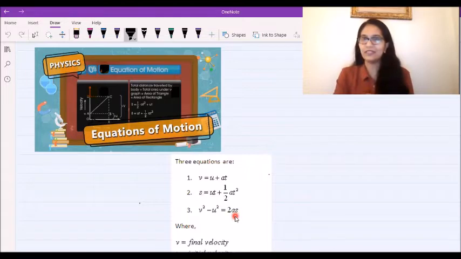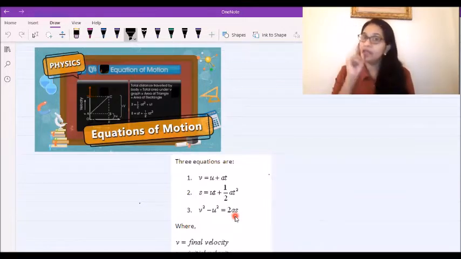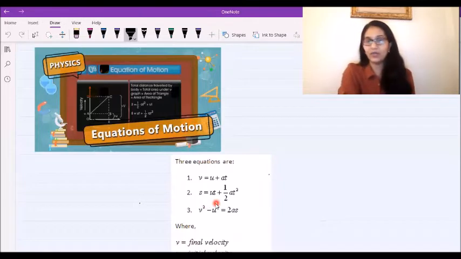Don't worry, they are simple. We will take one and we will explain. But you have to learn the equations by heart. Suppose you want to do a numerical, you should know the equations by heart because at that time we cannot derive them. So better you learn them by heart. Once again, V equals U plus AT, S equals UT plus half AT square, V square minus U square is equal to 2AS. Before starting the derivation, let's recall what each term stands for.